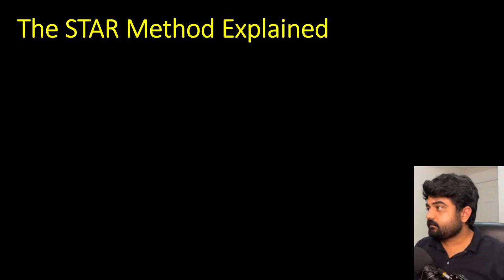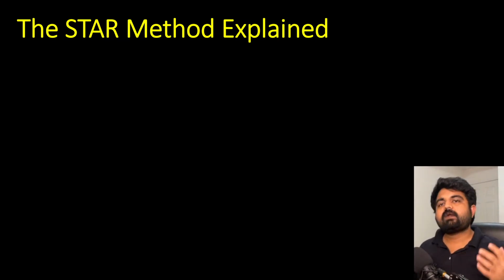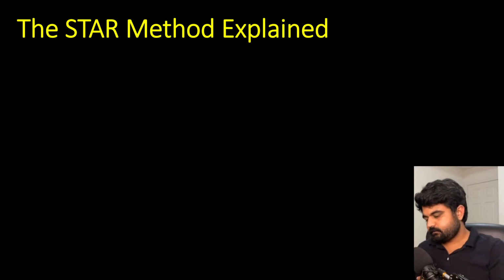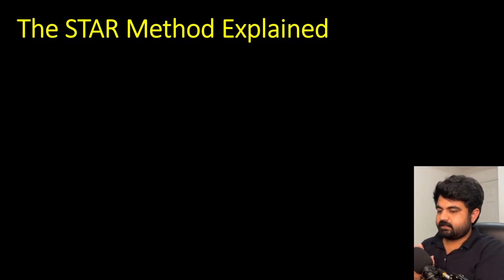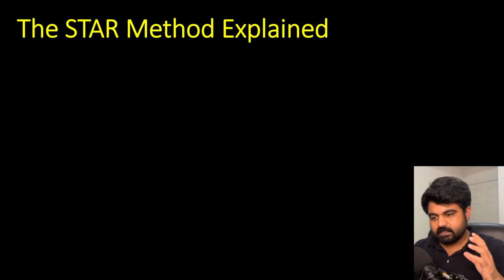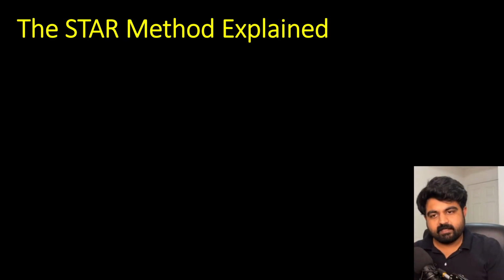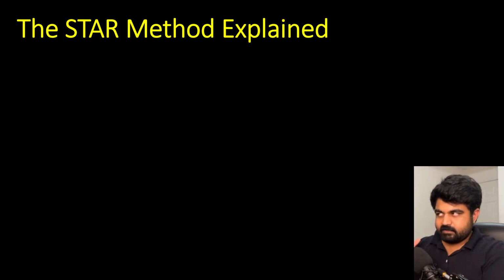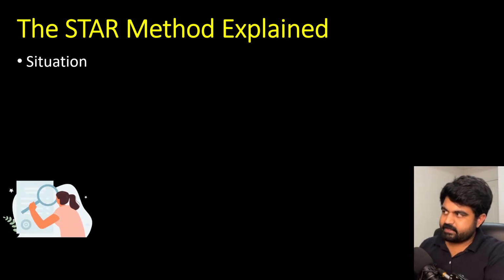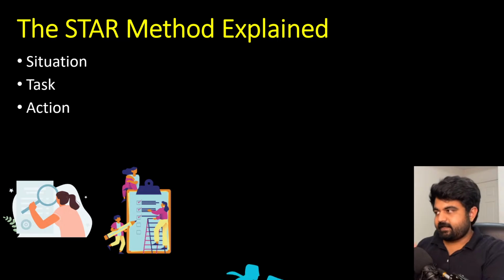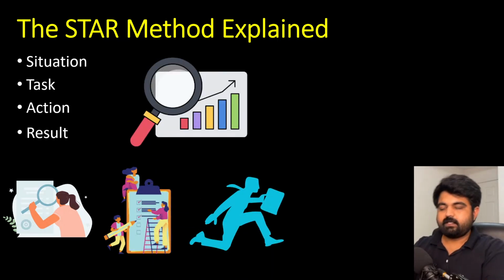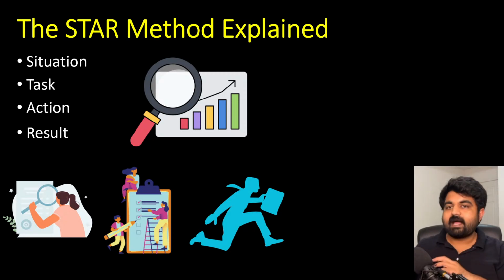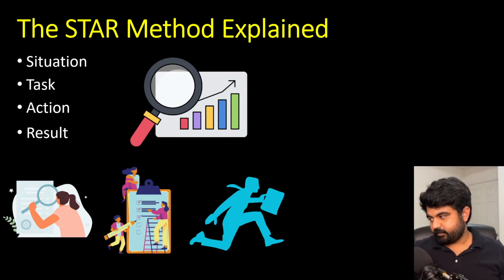Okay. So now let's understand what the STAR method is. STAR method is nothing but a way to answer or articulate your thoughts for answering the questions during the behavioral interviews. Simply put, STAR is the abbreviation for situation, task, action, and result. And this is the sequence you need to follow whenever you are answering any question in a behavioral interview.